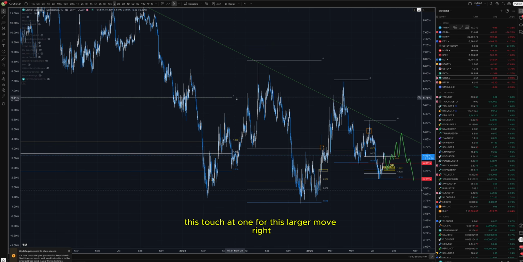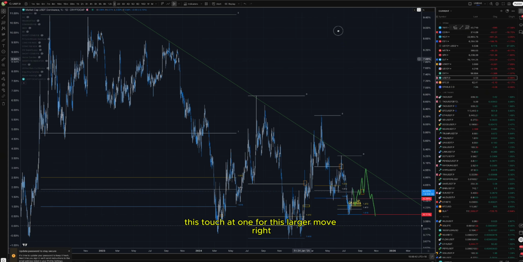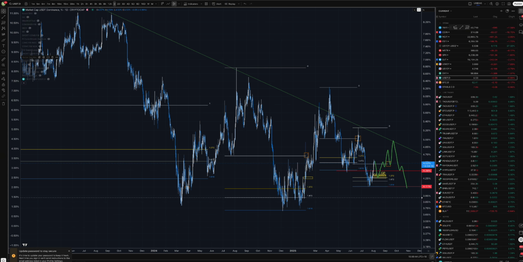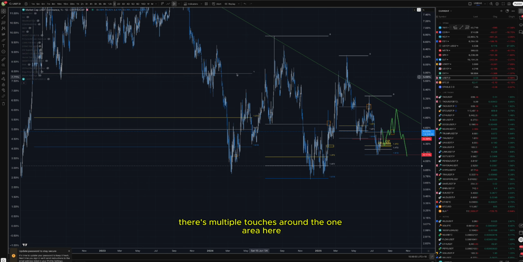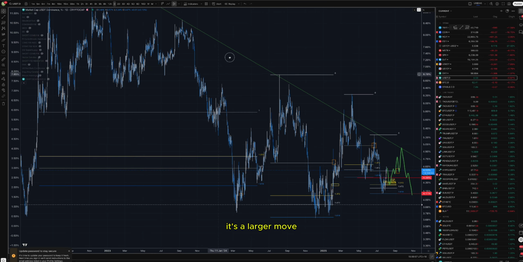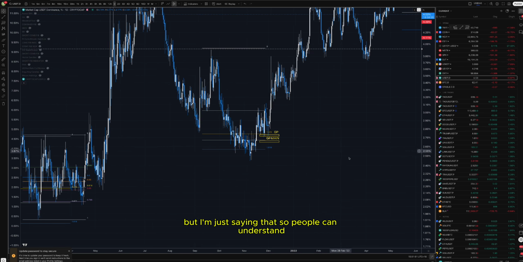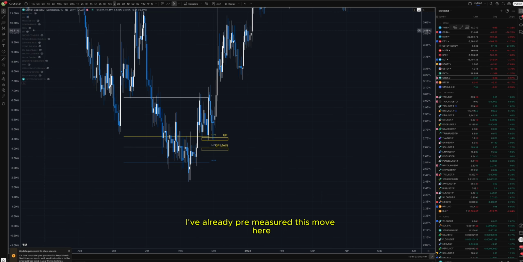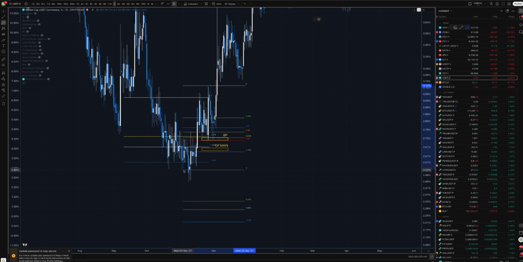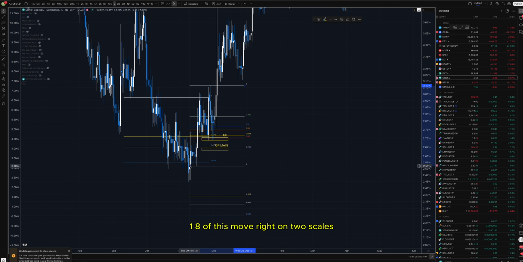This touch at 1 for this larger move, right? It goes back to at least the 0618, 065 area before heading back down. Obviously, there's multiple touches around the 1 area here. It's a larger move. I keep explaining this in each video, but I'm just saying that so people can understand. I've already pre-measured this move here. It's the 0618 of this move, right?